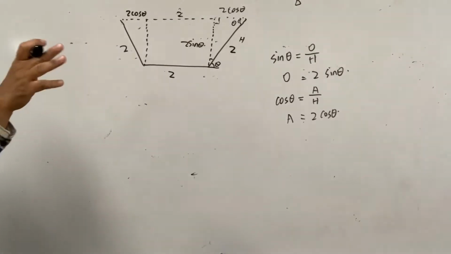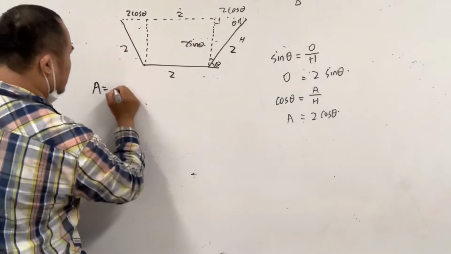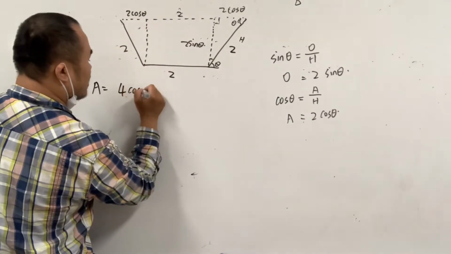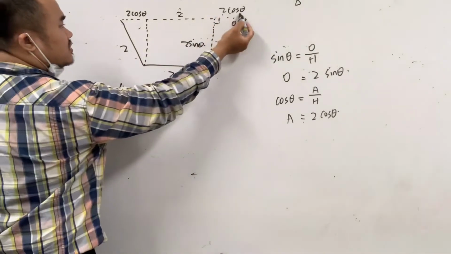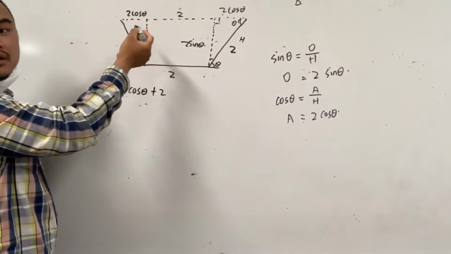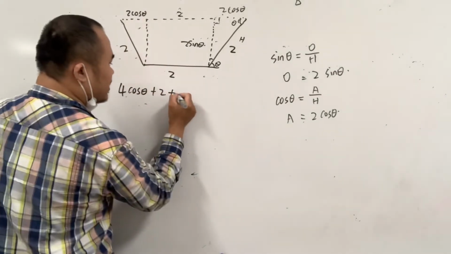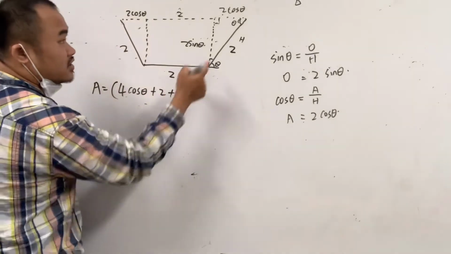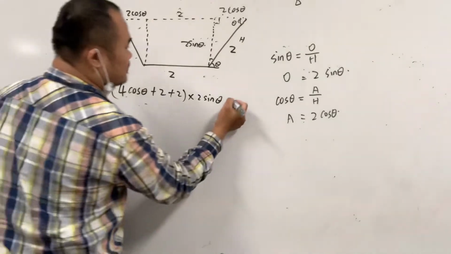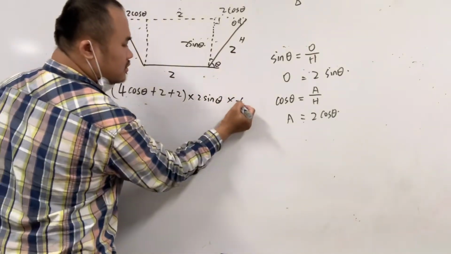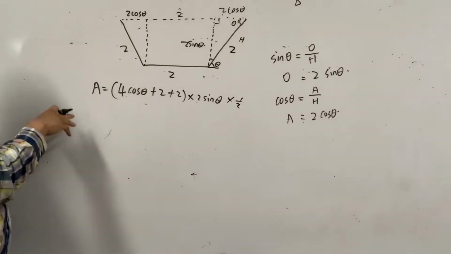So now we have everything. The area would be the top, which is 4 cos theta plus 2, because 2 cosine theta plus 2 cosine theta is 4 cosine theta, plus 2. That's the top, plus the base, which is 2, times the height, which is 2 sine theta, and then divided by 2. We can just cancel this 2 out, but let's just put it this way. Okay, so that is the area.